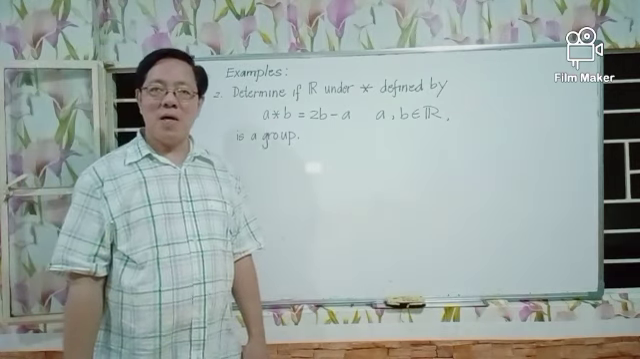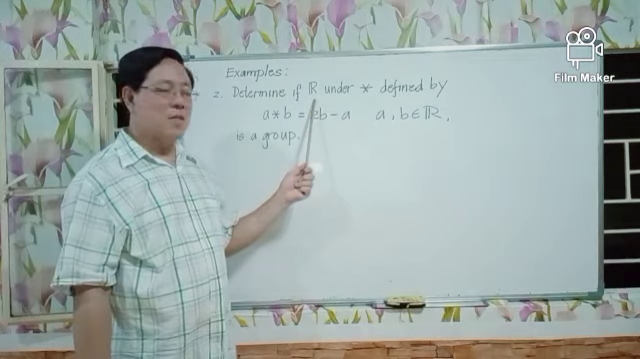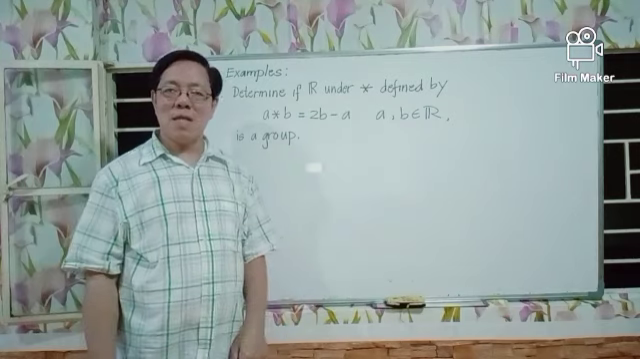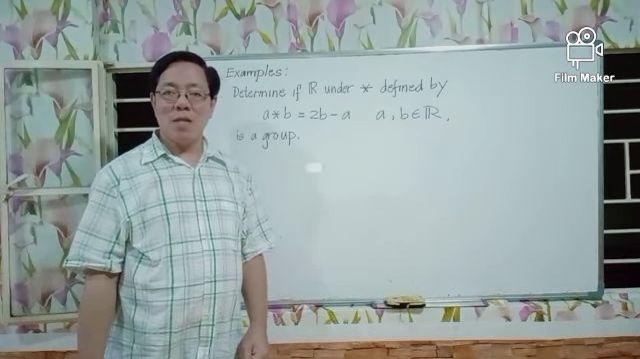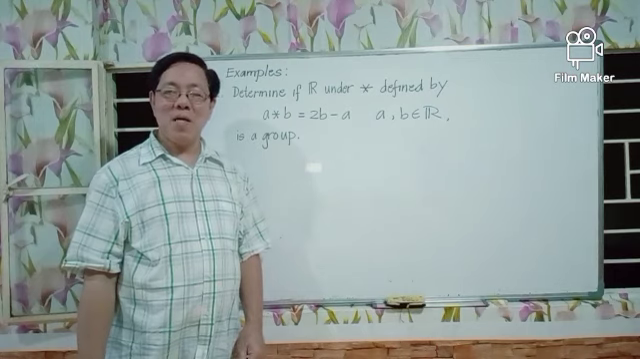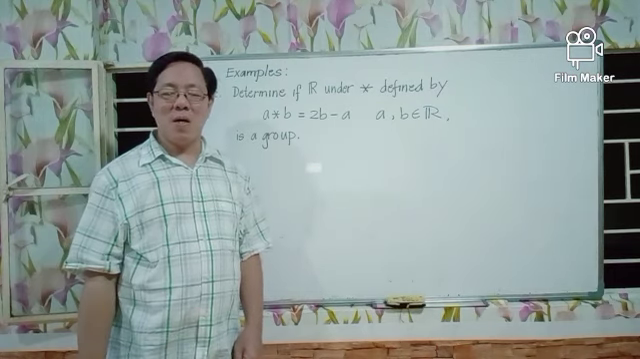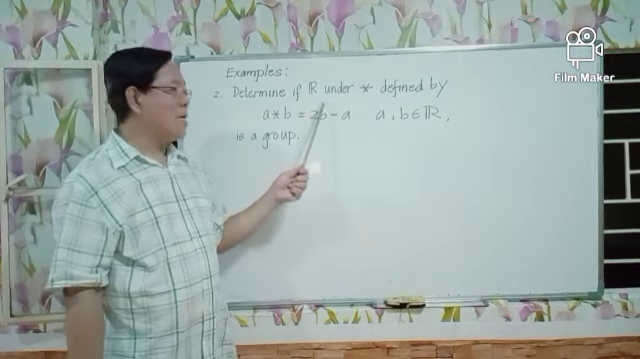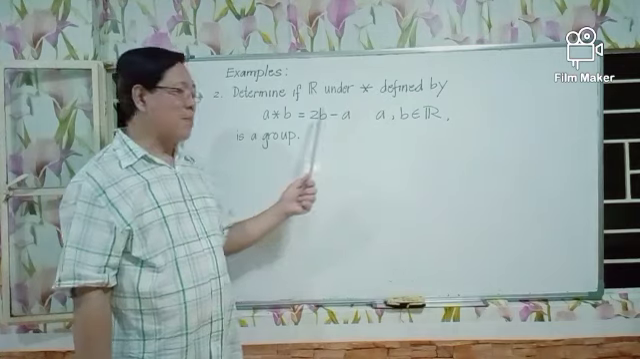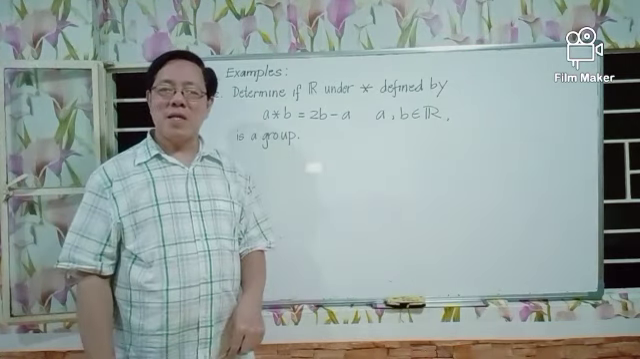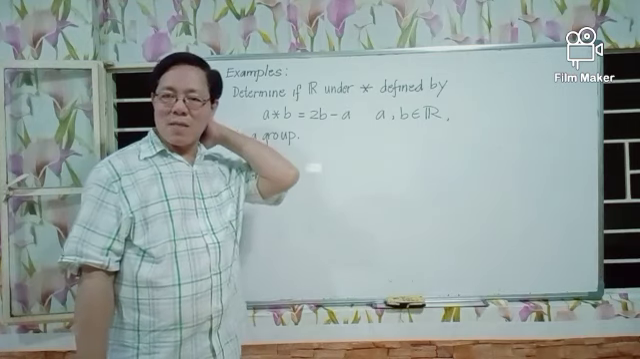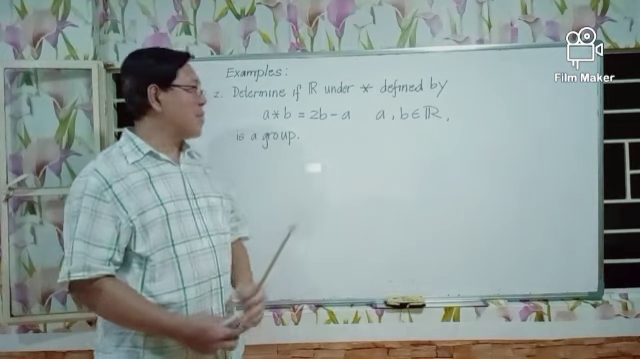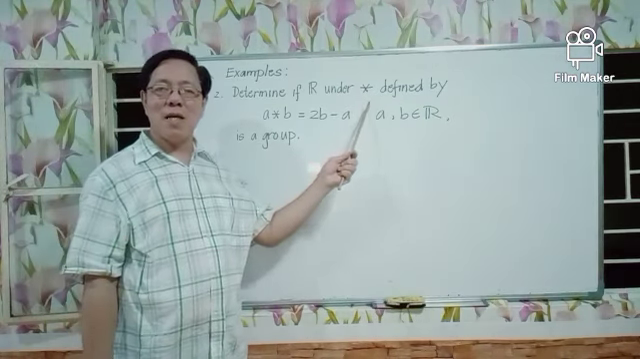So we now verify if this set of real numbers together with this binary operation defined by this formula is a group. And again, to do that, you have to verify if all the three properties of a group are satisfied by the elements of R under this binary operation defined by this formula. And if at least one of these properties is not satisfied, then you conclude that R under this binary operation is not a group.